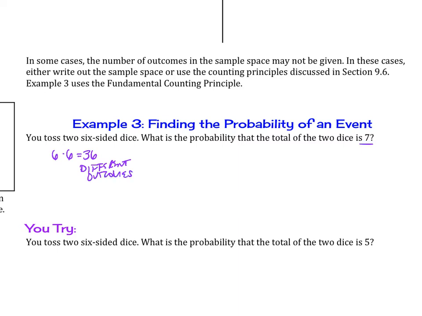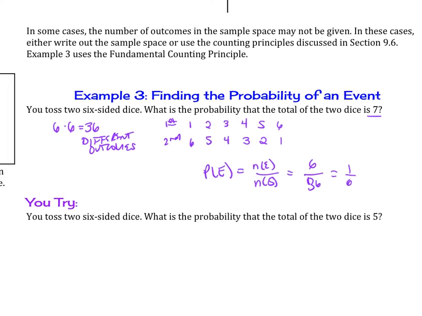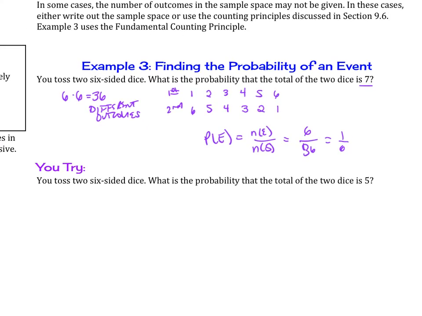Now we want a sum of 7. If we first toss a 1, our second toss must be a 6. If we toss a 2, it must be a 5. A 3 has to be a 4. If we toss a 4, it should be a 3 to total 7. Then a 5, we have to toss a 2. A 6, then a 1. The probability of the event occurring is the number of equally likely outcomes over the number in the sample space. That is 6 out of 36, which is a 1 out of 6 chance of having a total of 7 when 2 dice are thrown.